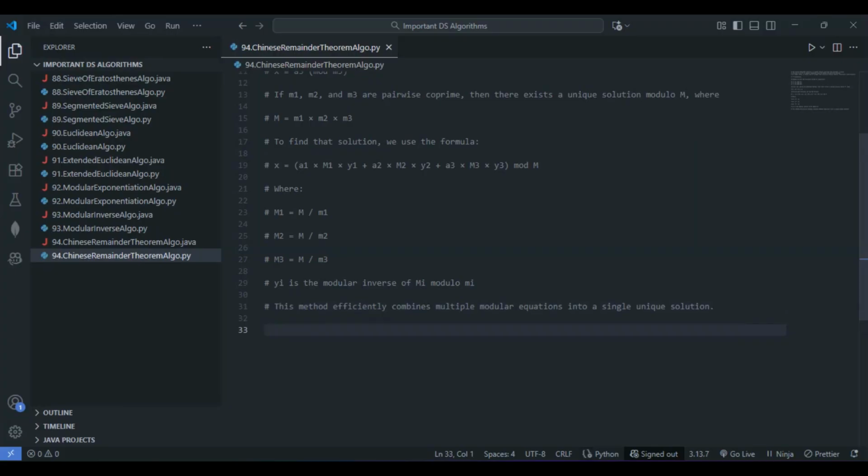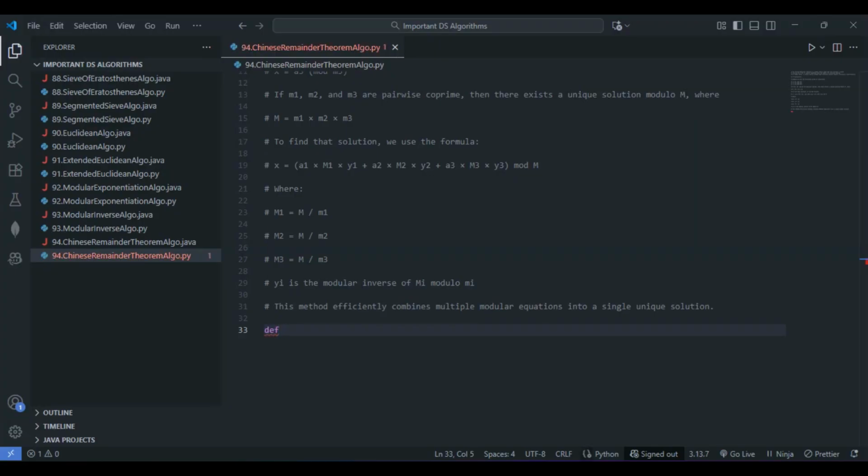Now let's move on to the further things. Let's start writing the code, implementing the exact same thing we discussed in the explanation part. First, let's write the function to find the modular inverse using the extended Euclidean algorithm.